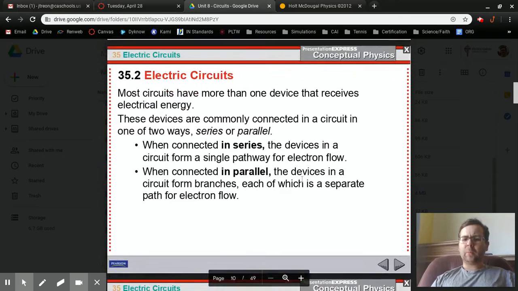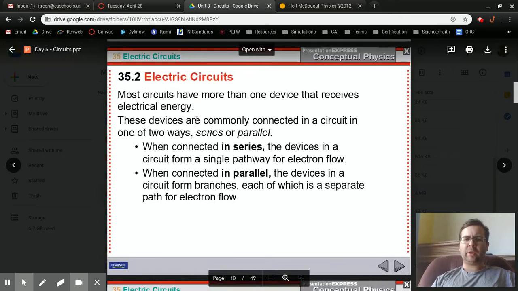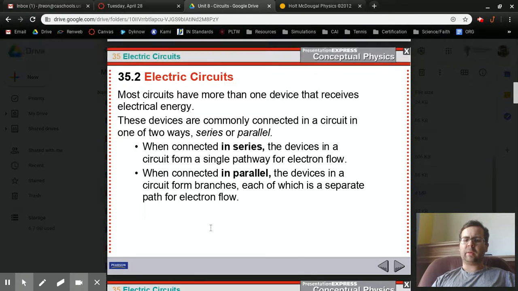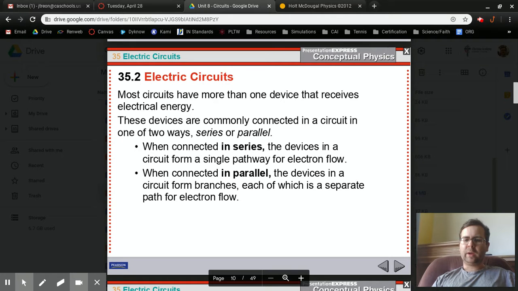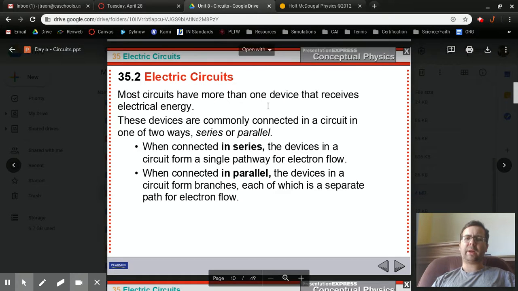Most circuits, especially in your house or in any kind of electronic device, have more than one device that receives electrical energy. Like your phone, for example, has a battery that provides all the electrical energy, but then that battery powers all kinds of little devices and little electrical components in that phone. So there's a lot of devices connected to the battery.